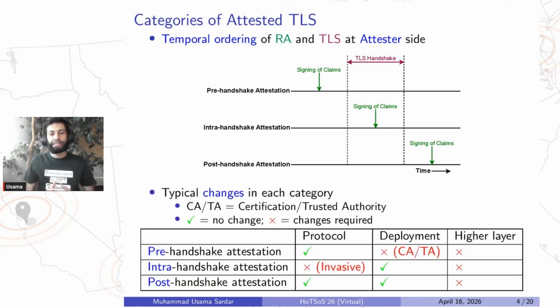Then I have a quick comparison, at a very high level, of what actually needs to change for implementing this. The intra-handshake needs an invasive change in the TLS protocol. The pre-handshake needs a deployment change because it's happening before, so the CA has to be aware of how to verify this evidence. It has to know what things are to be checked and how to do that, and all the infrastructure needs to be created for that. And all 3 actually need changes at the higher layer, that is the application layer or the shim layer in between. So that's basically the kind of things that need to change.